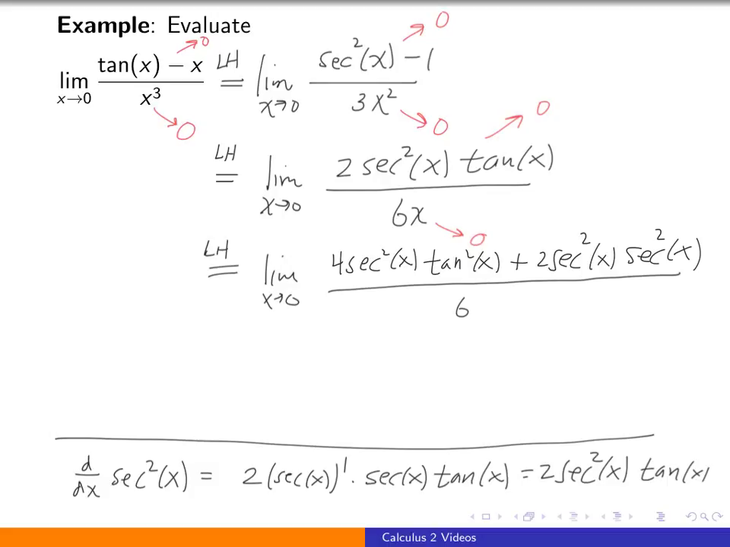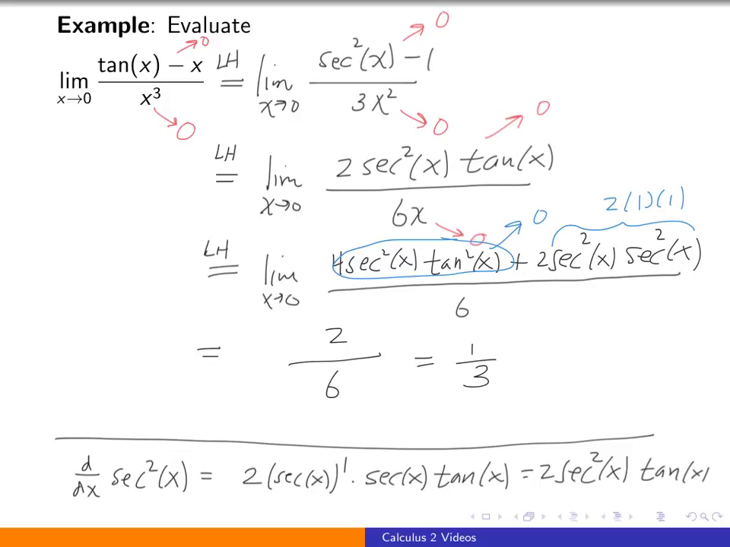Now when we think about plugging in x equals 0, we're going to have 6 in the bottom. And when we plug x equals 0 into the top, because of this tangent of x, that first part is going to go to 0. And then remember, secant of x actually goes to 1. So this second piece goes to 2 times 1 times 1, or 2, and 2 over 6 is 1/3.